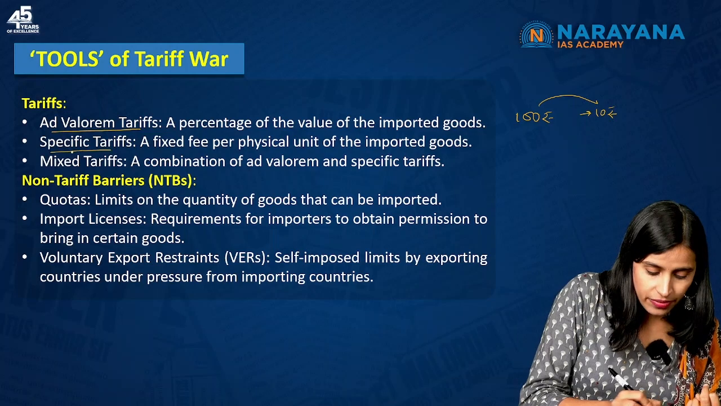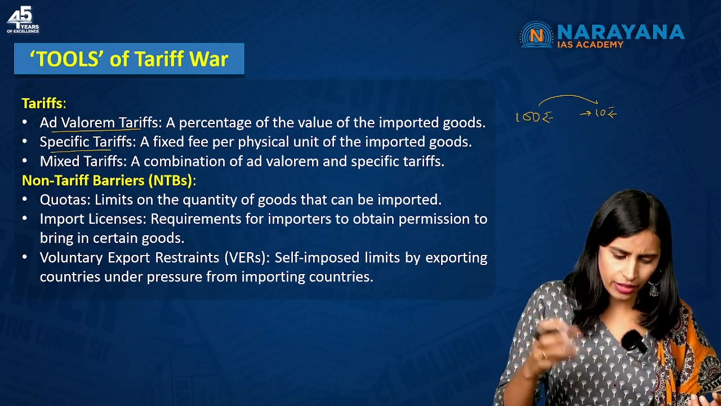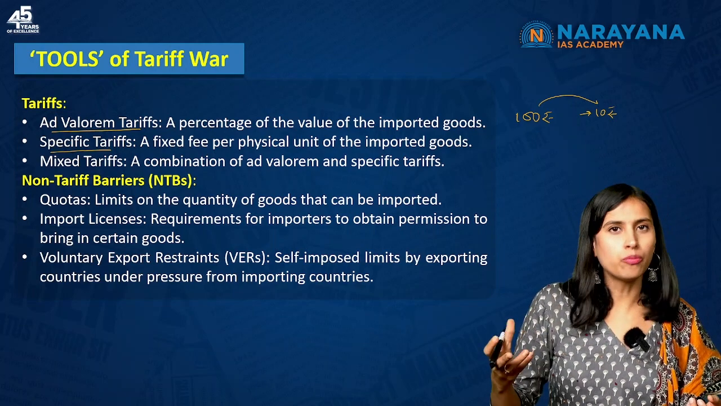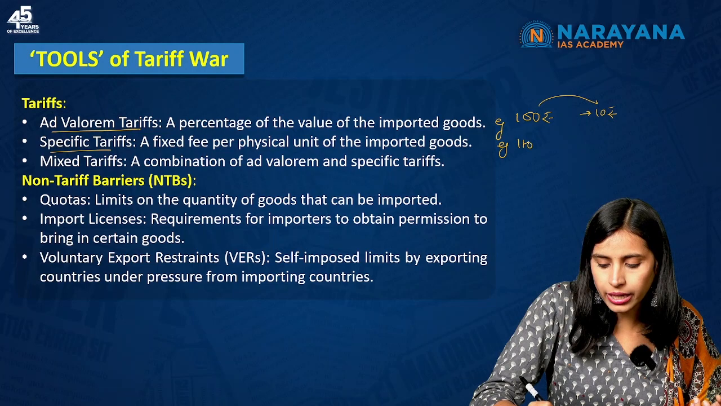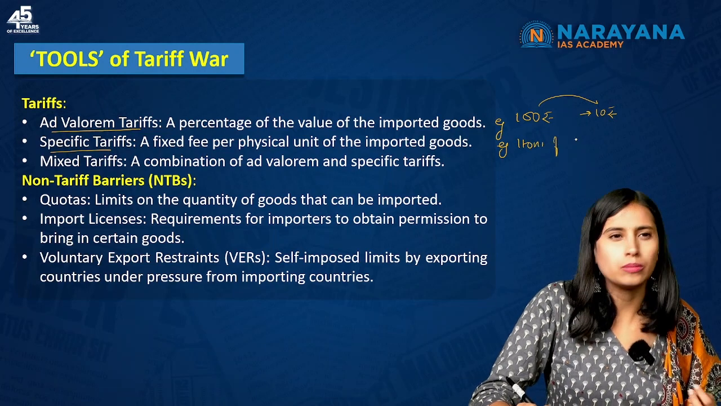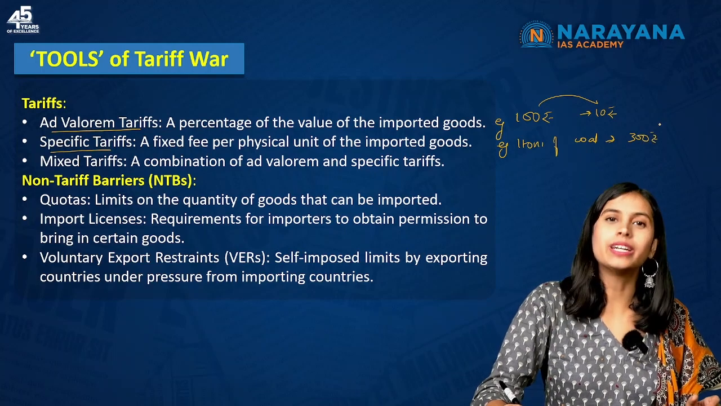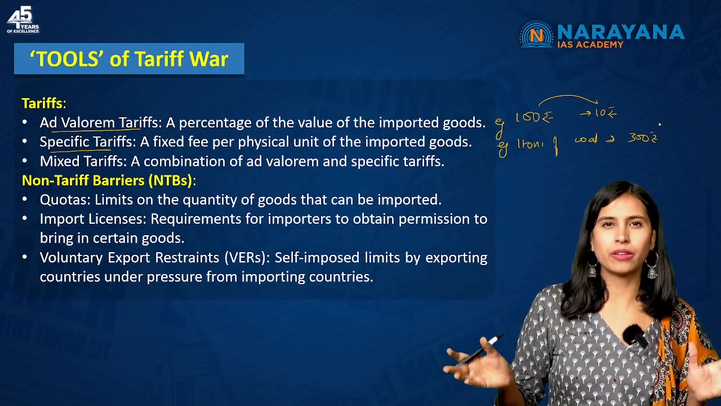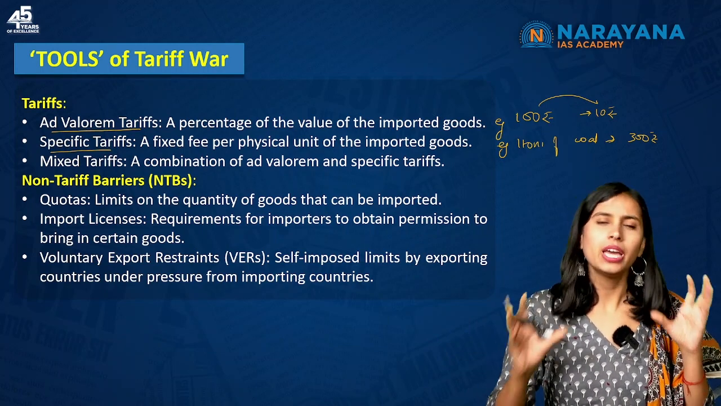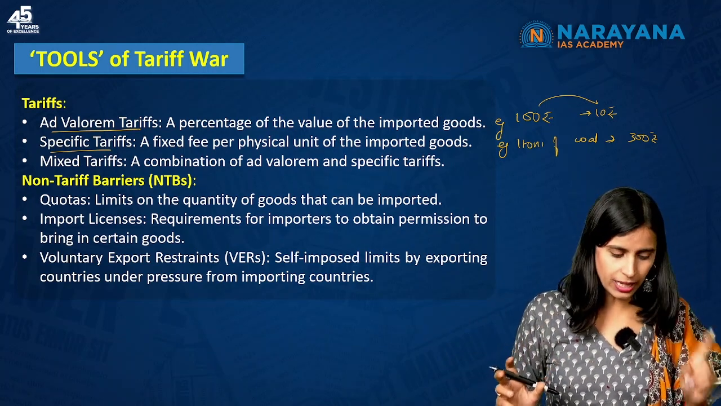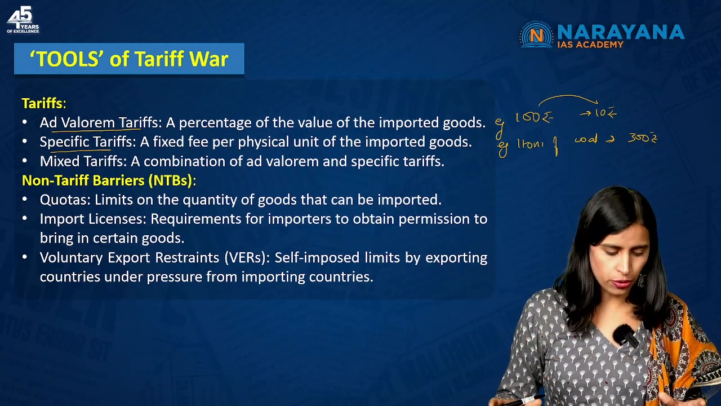Then there is a specific tariff, which means in physical unit terms you impose a tariff, like a fixed fee per physical unit of imported goods. For example, if you are importing 1 ton of coal from another country, then you may impose 300 rupees per ton. So per ton you're imposing, it doesn't matter whether the coal is of inferior or poor quality, expensive or cheaper. Per unit you are imposing tariff. That's basically a specific tariff. Then there is a mixed tariff, a mix of value as well as physical unit.